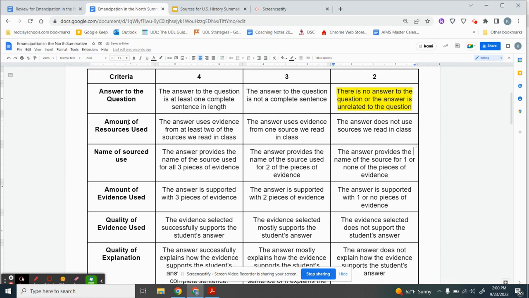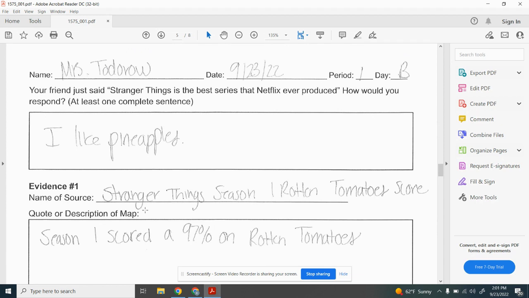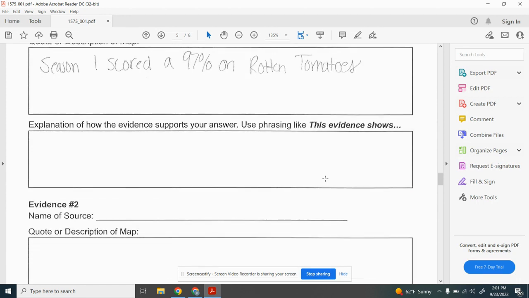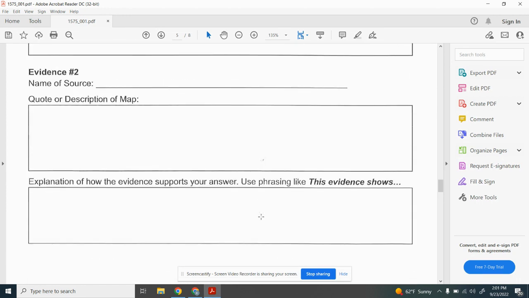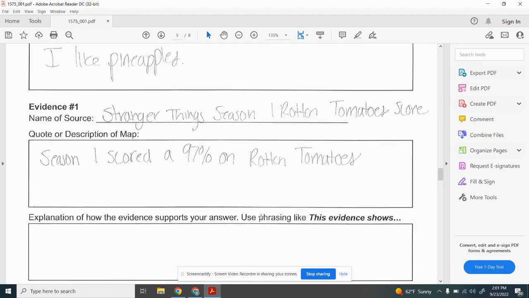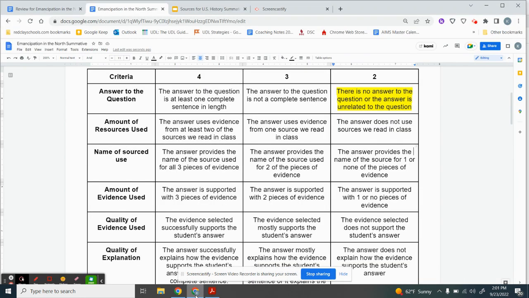Now let's look at the amount of resources that they used and whether they named the source each time. So evidence number 1 came from Stranger Things Season 1, Rotten Tomatoes. Evidence number 2 was left blank. Evidence number 3 was left blank. Okay, so if we look at our rubric, did they use 2 sources and score a 4, 1 source and score a 3, or no sources and score a 2? Yep, they used 1 source, so they get a 3.